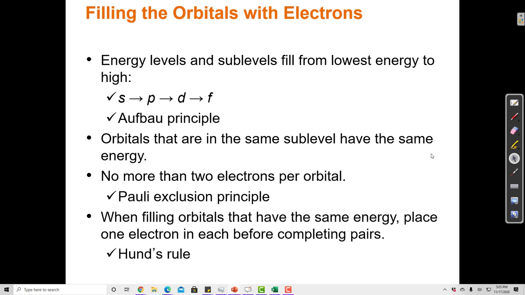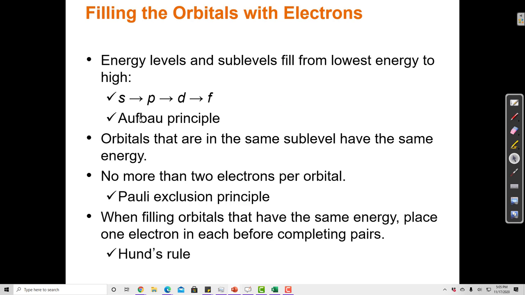So when we're filling the orbitals, we fill them in order of the lowest energy orbital first. We only put two electrons in an orbital. And when we fill orbitals that have the same energy, they go in one at a time first and then two at a time.